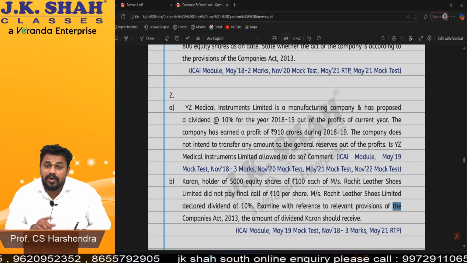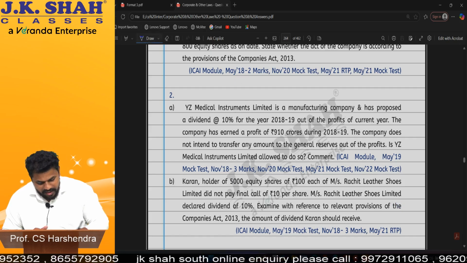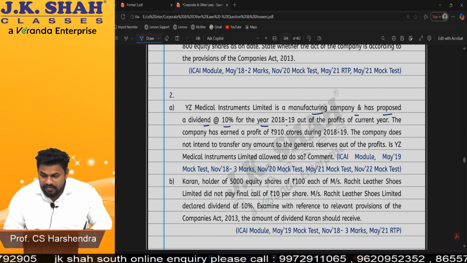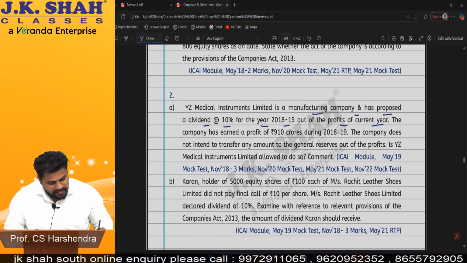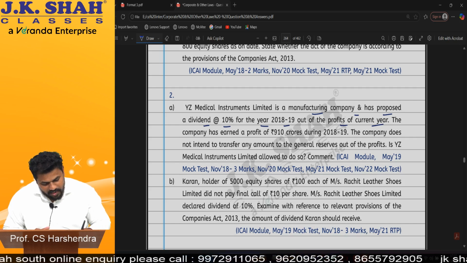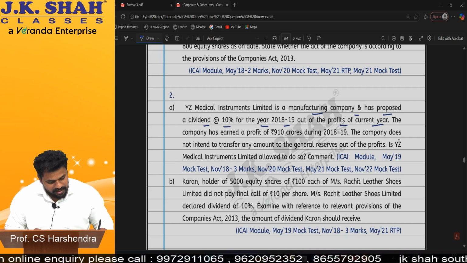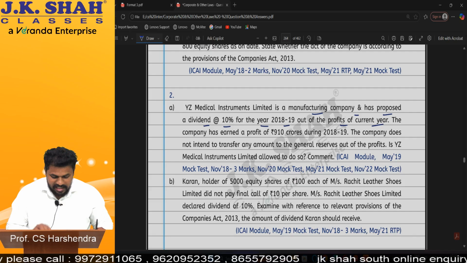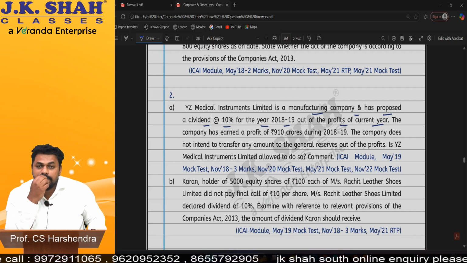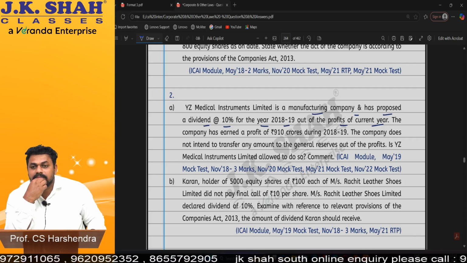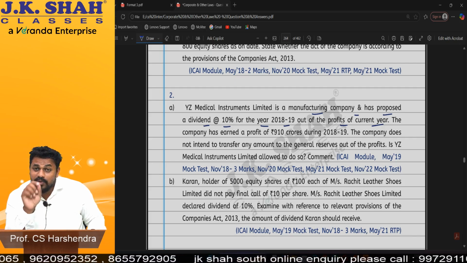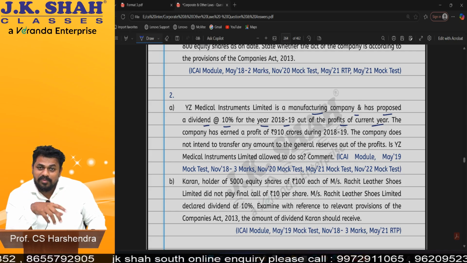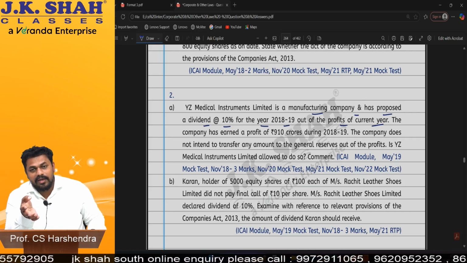YZ Medical, question number 2A. YZ Medical Instruments Limited is a manufacturing company and has proposed a dividend at the rate of 10% for the year 18-19 out of the profits of the current year. The company has earned a profit of 910 crores during 18-19. The company does not intend to transfer any amount to general reserves out of the profit. Is YZ Medical Instruments Limited allowed to do so? Yes. Why? As per Section 123, a company may transfer any percentage of net profit to reserve before declaring dividend. Am I clear with this?